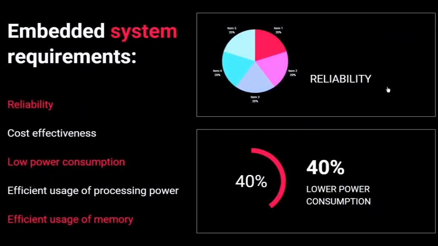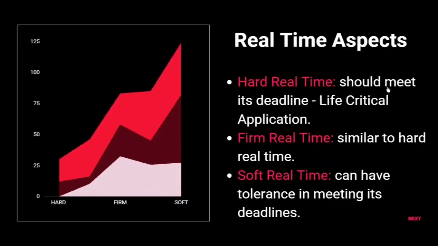Now we'll talk about the embedded system requirements. The first thing is reliability, which covers cost effectiveness, low power consumption, and efficient usage of processing power, then efficient usage of memory. That is, the processor should be consuming less memory and less power.